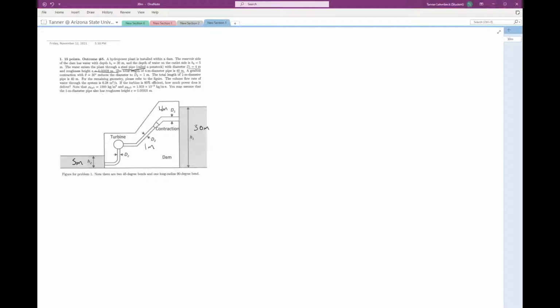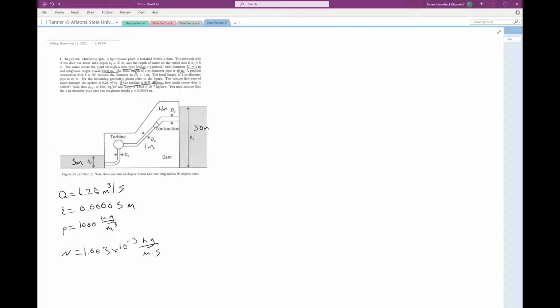See what else. So the volume flow rate is equal to 6.28. So Q equals 6.28 meters cubed per second. And then we're given a turbine efficiency of 85%. And then just some other things. So epsilon is 0.00005 meters. And then we're also told density is 1,000 kilograms per meter cubed. And then viscosity is 1.0 times 10 to the negative 3 kilograms over meter seconds.